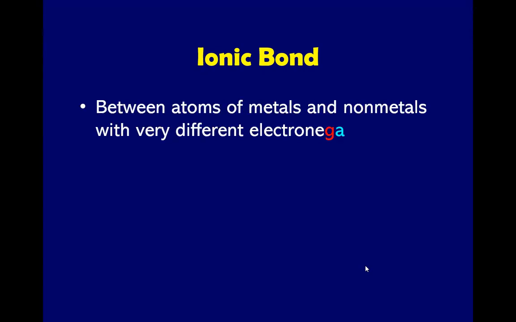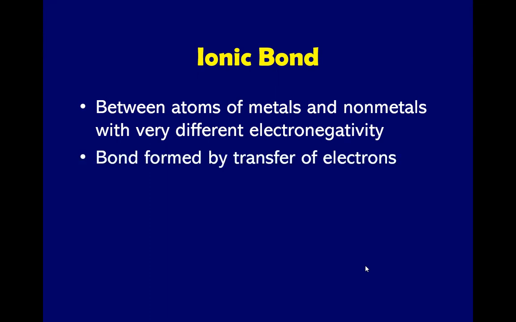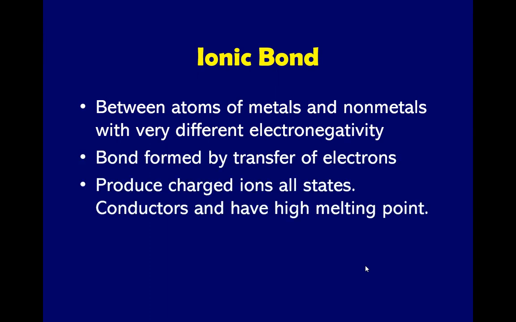Now, to review, ionic bond is something to do in between atoms of metals and nonmetals with very different electronegativity. Bond formed by transfer of electrons and produce charged ions. Conductors in all states and have a high melting point. So, kanina, if cations are positive ions, ang opposite naman niya ay anion, negative ions naman niya.